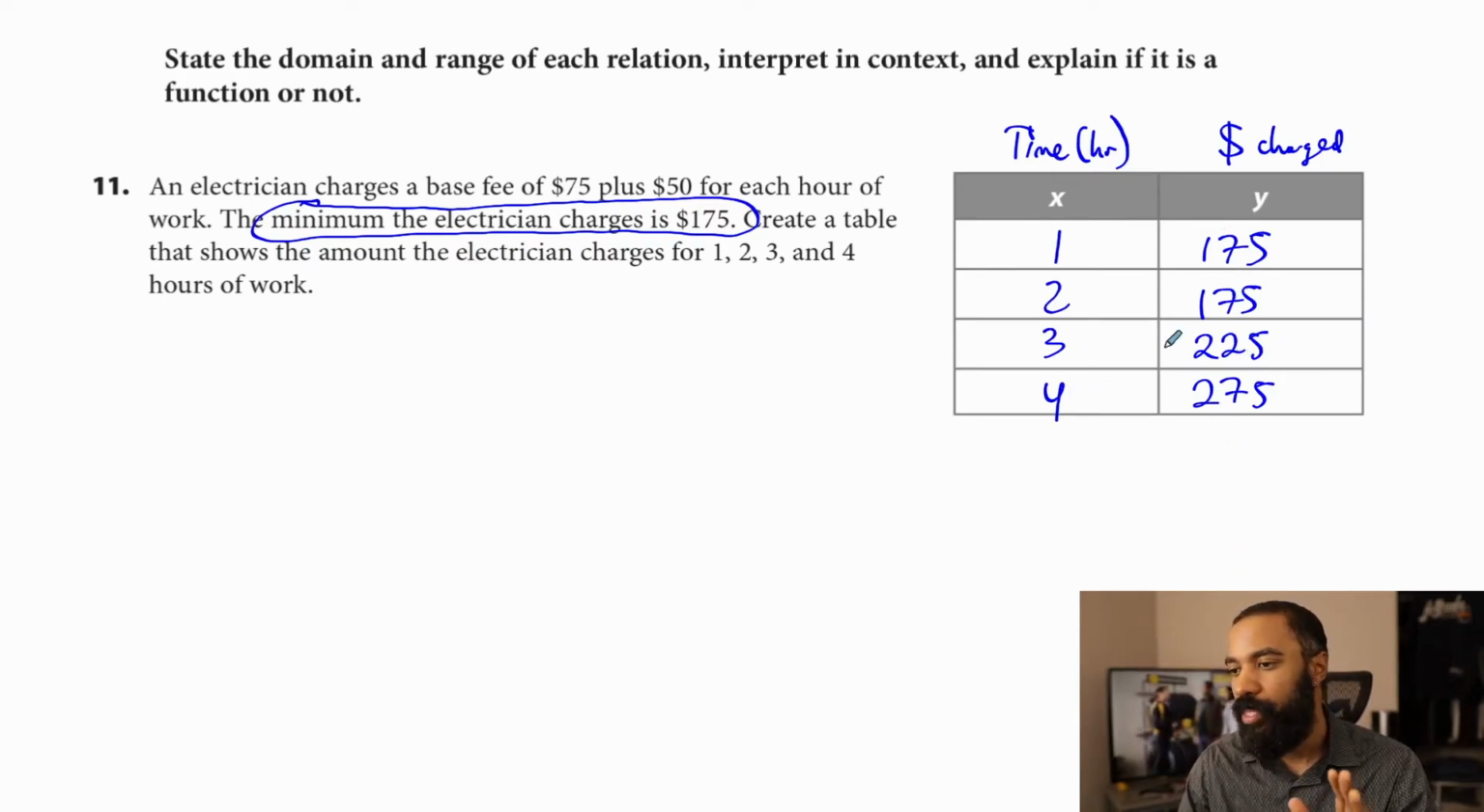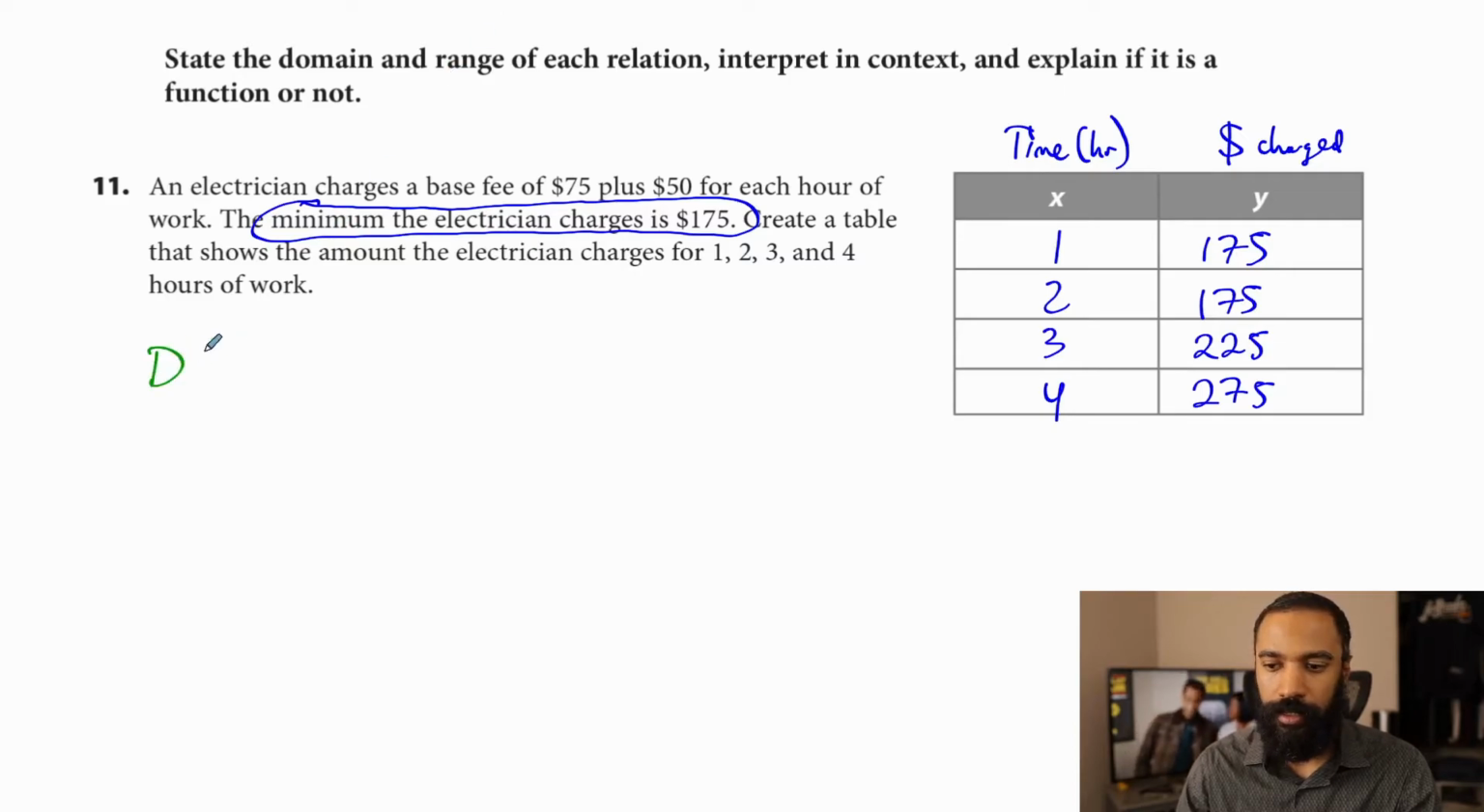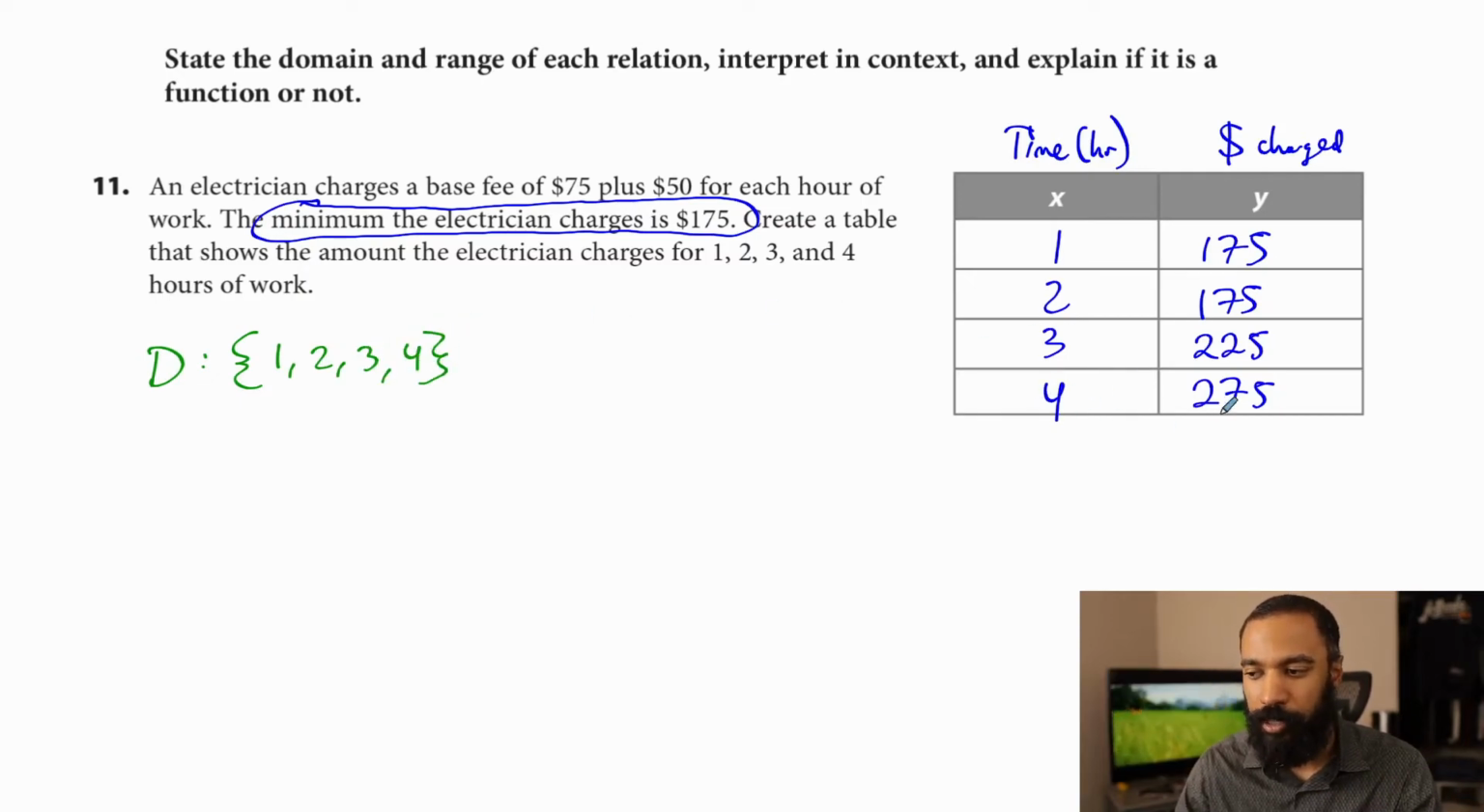Okay, so this is what this thing looks like, and we still have to state the domain and range and all that. So let's go ahead and do that. Domain, 1, 2, 3, 4. That is representing the number of hours worked. And again, continuous, technically, yes, you could stop after 3.5 hours, probably still charge at the 4. But they're not going to charge in between. It's either 225 or 275. They won't charge 250 for 3.5 hours. Just because that's how some things work.